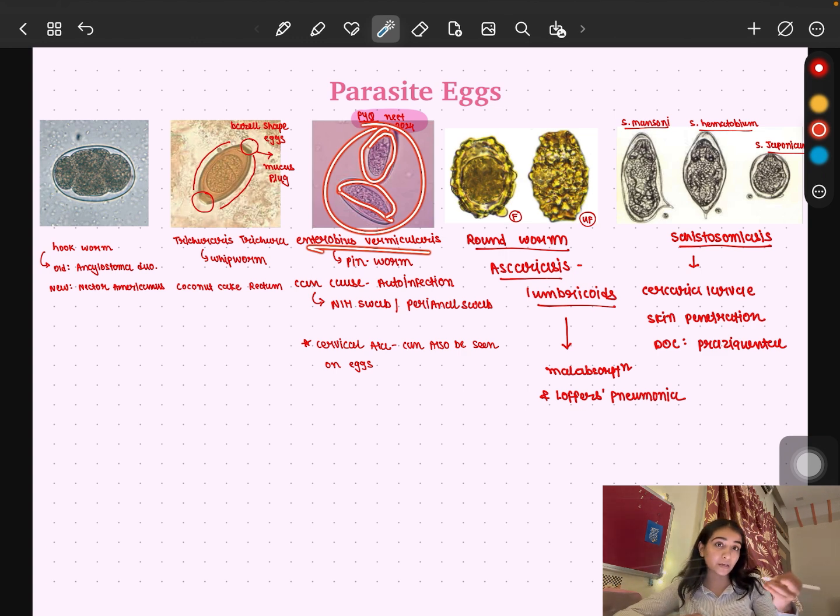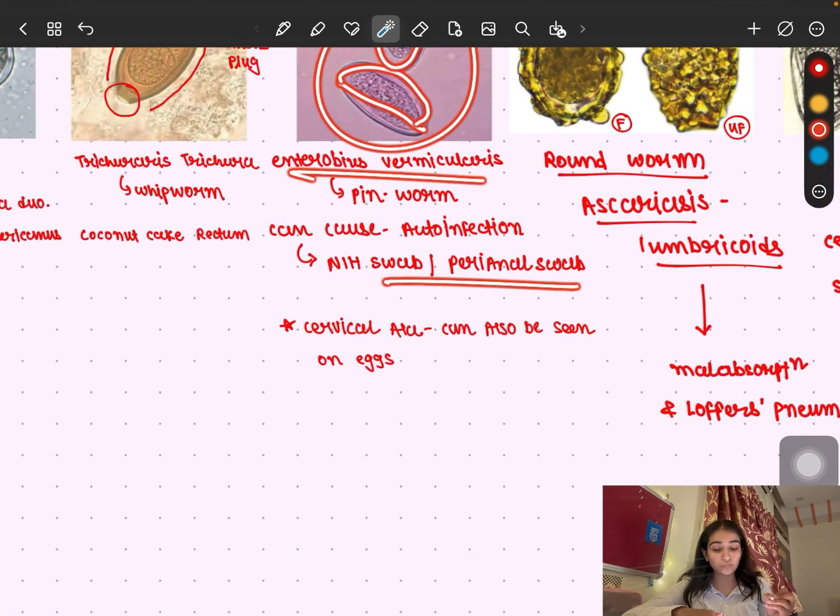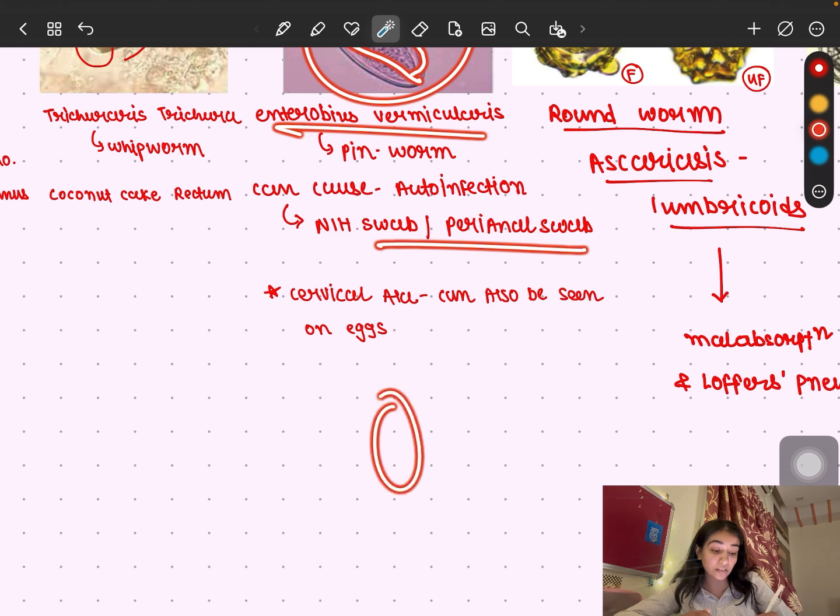So you can either get a swab or you can use scotch tape. Also, on the eggs you can see cervical ala. This is how the cervical ala would probably look. So yeah, this is the cervical ala of the pinworm.